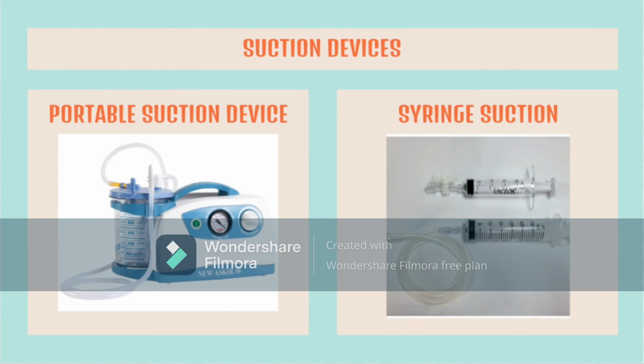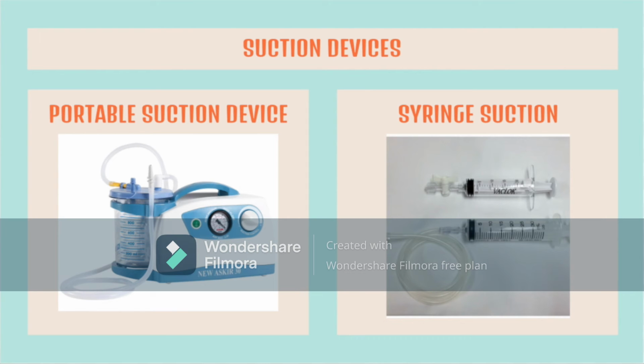Next, we have the suction devices. For the first one, we have the portable suction device. It generates negative pressure, which is channeled through a special type of plastic connecting tube called a single-use catheter. The negative pressure creates a vacuum effect that pulls any blood, mucus, or similar secretions out of the throat.